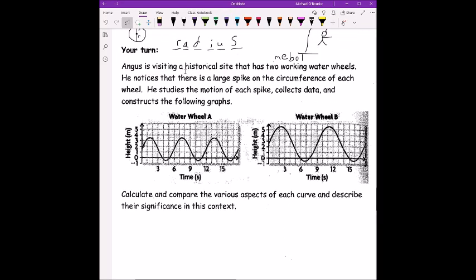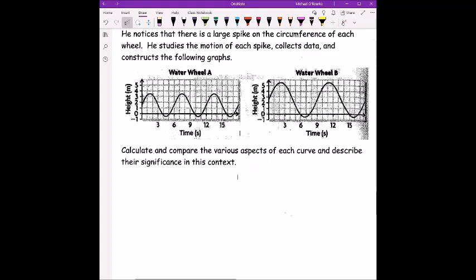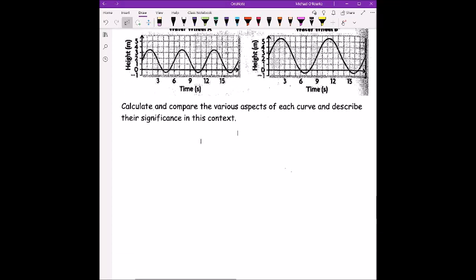So Angus, I love the name Angus, is visiting a historical site that has 2 working water wheels. He knows that there's a large spike at the circumference of each wheel. He studies the motion and constructs these 2 graphs. So calculate and compare the various aspects of each curve and describe the significance.